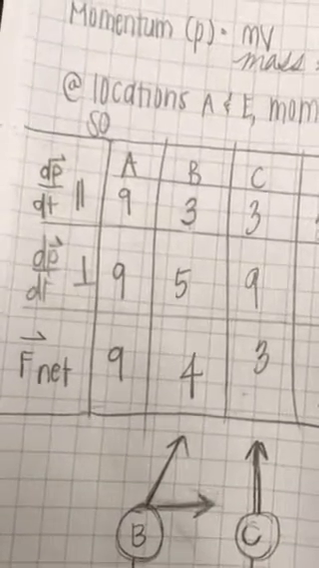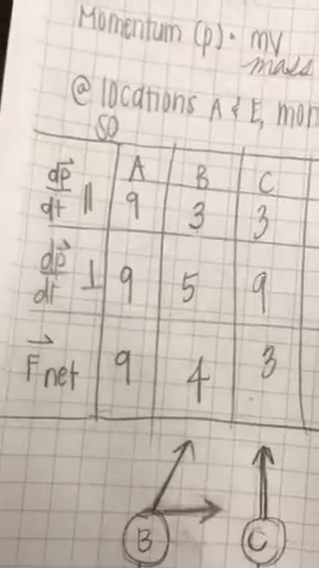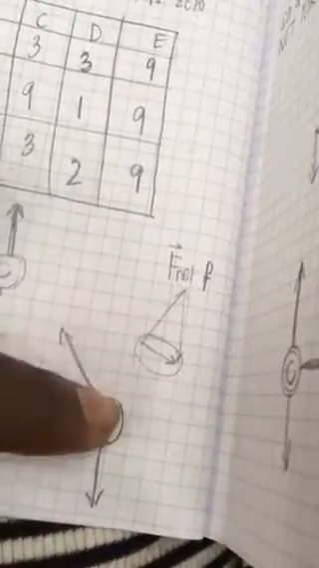To get dp/dt parallel and perpendicular, I decomposed the vector. Since the vector is pointing downward and to the right, it would mean that the horizontal component would be pointing rightward, and the vertical component would be pointing downward, which led me to directions 3 and 5. So that is essentially how I went about solving problem 3.